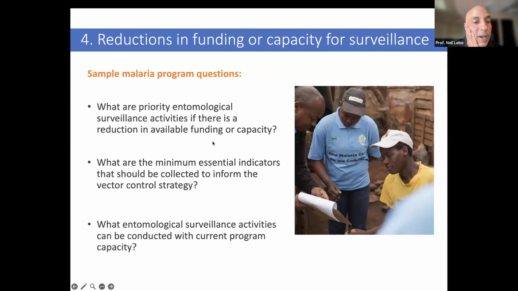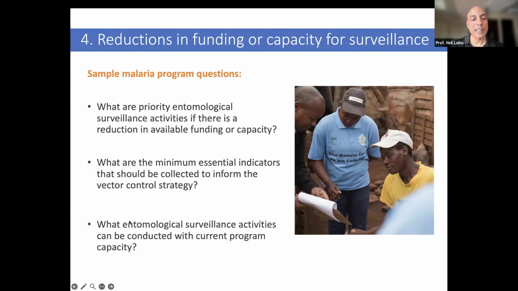And note that with entomological surveillance, if it's well designed, we can answer multiple questions at the same time. And that's an important thing to understand. If you have multiple questions, design your perfect strategies and then overlap them to see, for example, how human landing catches or CDC light trap catches can answer multiple questions at the same time. What are the minimal essential indicators that should be collected to inform the vector control strategy, right? We don't have to collect everything, right?